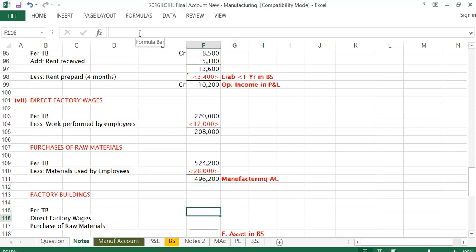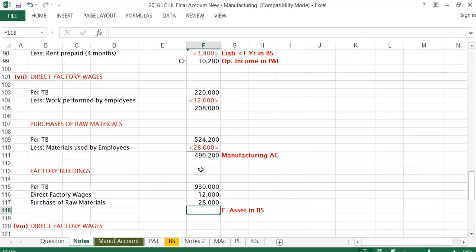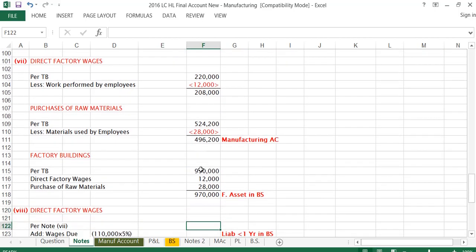And these have to be added into the factory buildings. So from the trial balance, factory buildings are 930,000. And I'm going to add the cost of the materials used by the employees to build this building. I'm going to add in the wages and the materials, the 40,000, which means that my fixed asset of factory buildings is now 970,000, and that will go in the fixed asset note in the balance sheet.